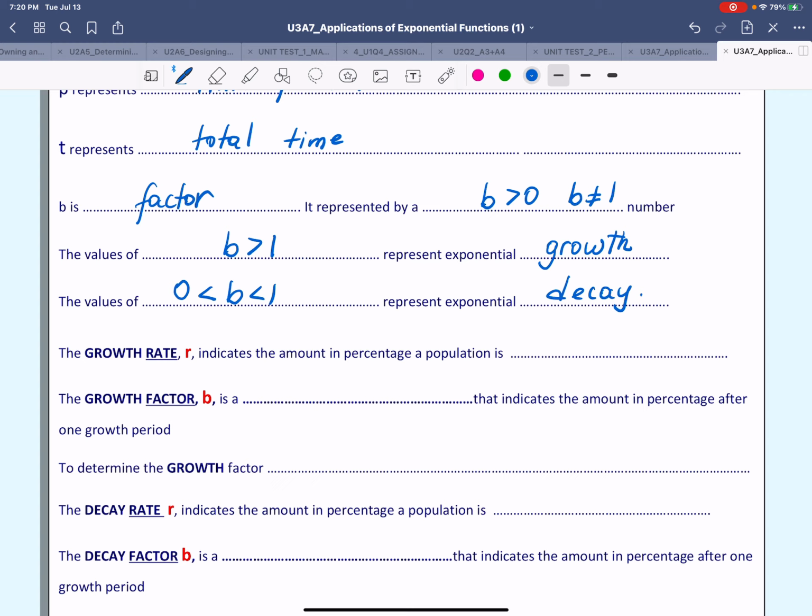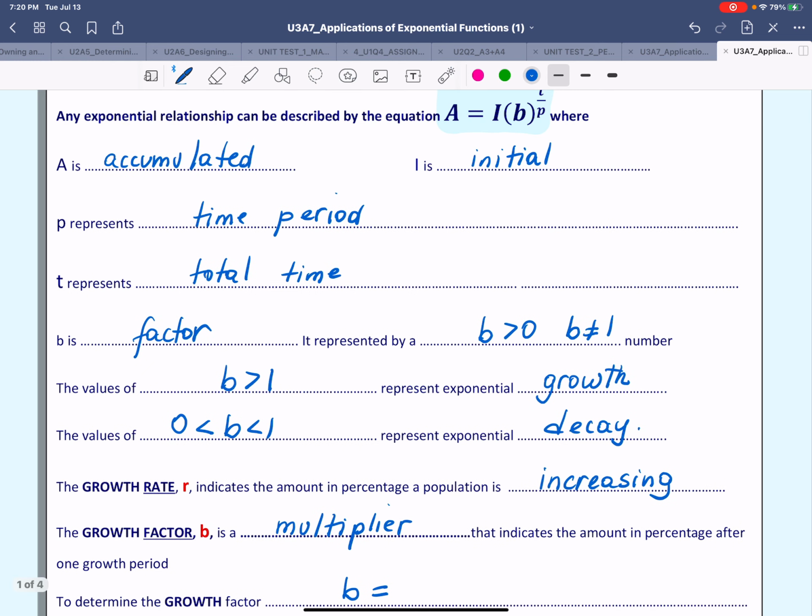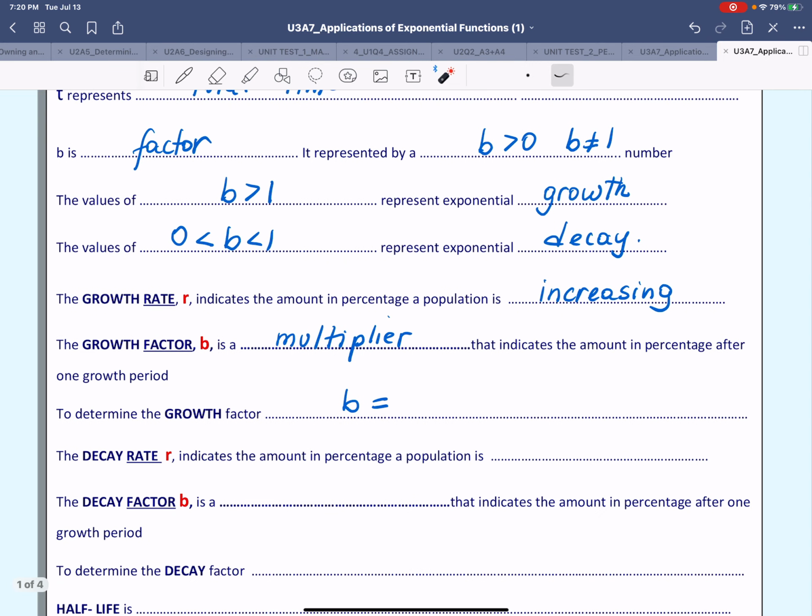Now, the growth rate indicates the amount in percentage of population is increasing because it's growth. Now, B is the growth factor, or we can think of B as a multiplier that indicates the amount in percentage after one growth period. To determine the growth factor, which is the value of B and is the number we need to input in the equation we're using to solve the problem, we add 1 plus R when R is expressed in decimal form.